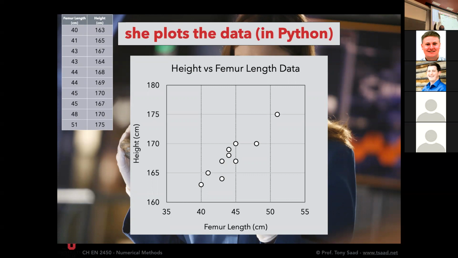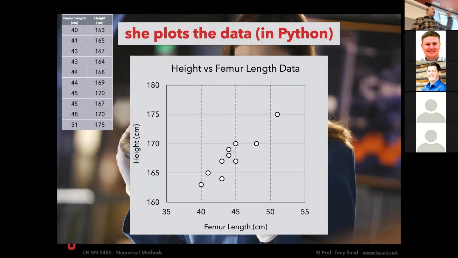That's the data she found. Femur length 40 centimeters, person's height 163. Femur length 43. You see there are 243 data points. So at 43, there are 2 data points over here, right? And so she gets this kind of scatter plot, person's height versus the femur length, okay?